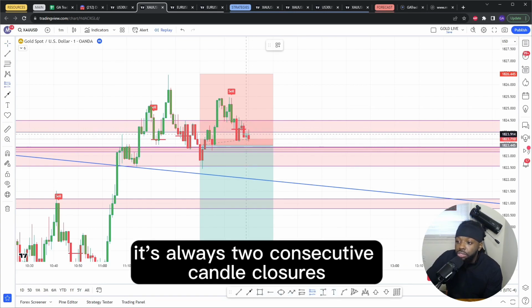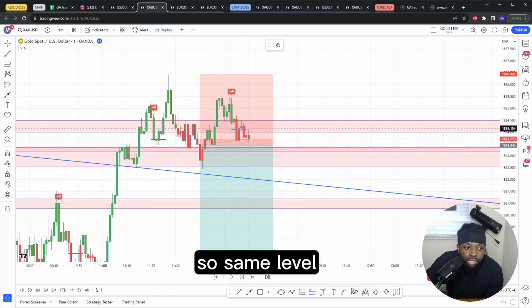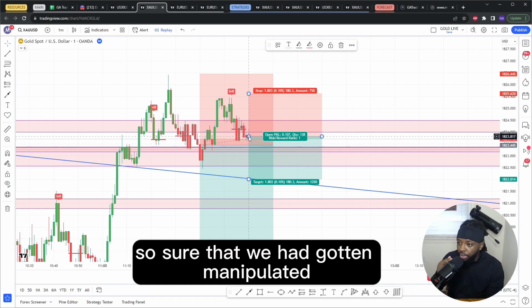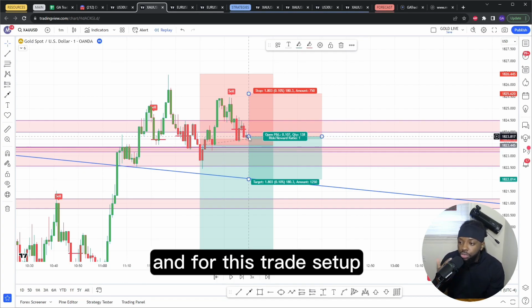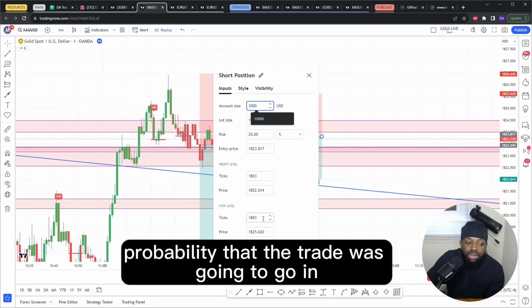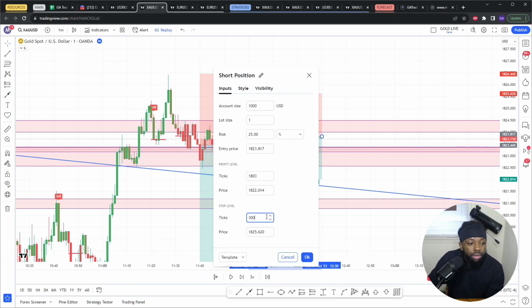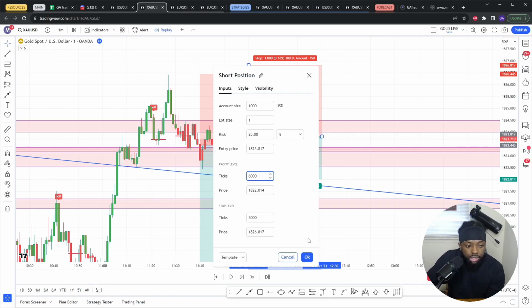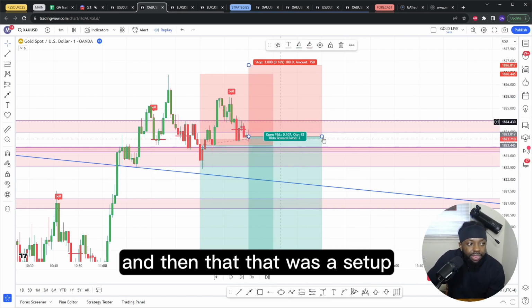So I never break the rules. It's always 2 consecutive candle closures. So same level, and I entered 2 because I was so sure that we had gotten manipulated, and for this trade setup I had like a 90% probability that the trade was going to go in my direction. So I actually entered 2 positions here. So that's the 1 minute time frame, and then that was the setup.